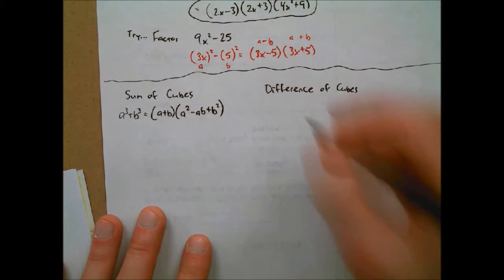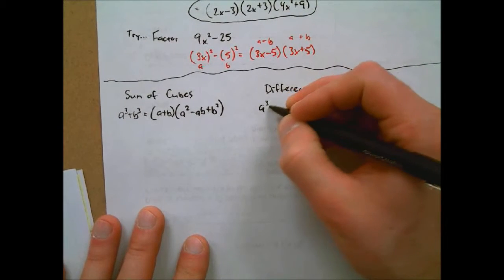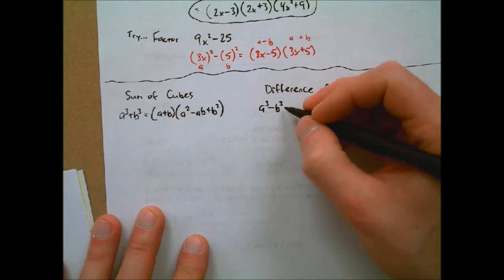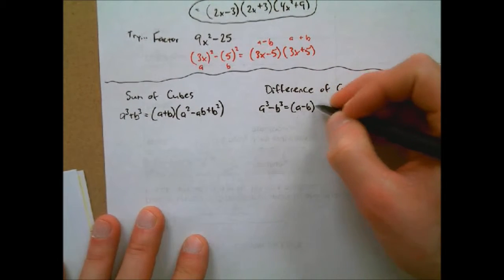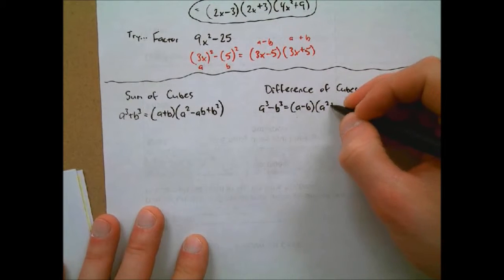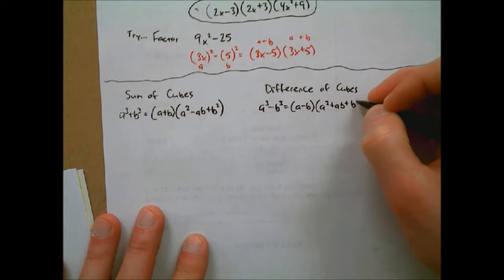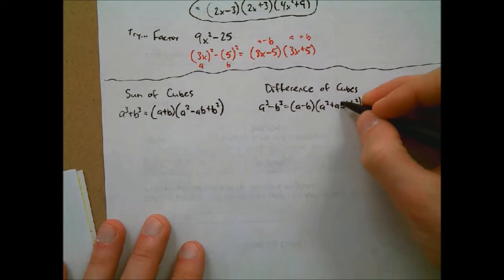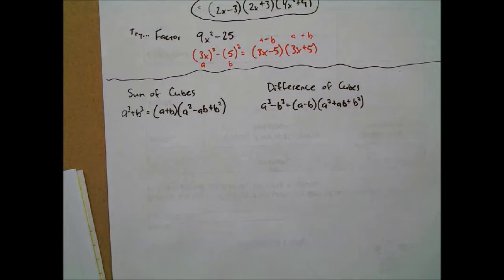For the difference of cubes, a cubed minus b cubed is equal to a minus b times a squared plus ab plus b squared. So those are the two special cubic factorizations that we're going to do. And don't worry, we're not going to do anything higher than that. So that's it: difference of cubes, sum of cubes. That's the highest we're going to go.